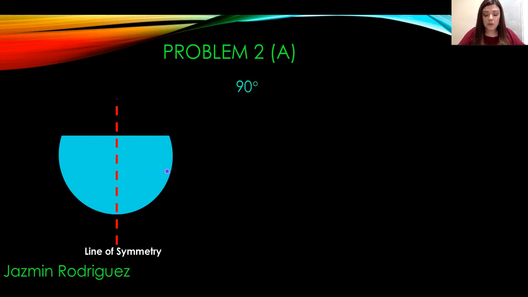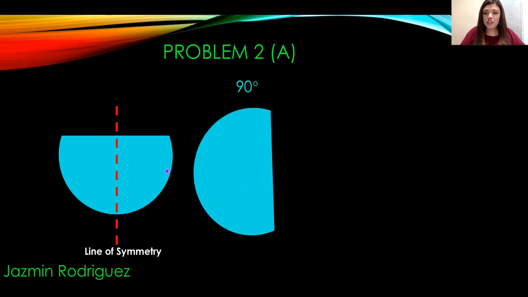Now, in order to determine whether it has rotational symmetry, the figure has to look like itself whenever you turn it 180 degrees or less. So you can rotate it 45 degrees, you can rotate it 90 degrees, or 180. And if the image looks the exact same, then it has rotational symmetry. If you have to do a 360 degree turn, then it has no rotational symmetry because it has to be 180 degrees or less. So let's turn our figure 90 degrees.